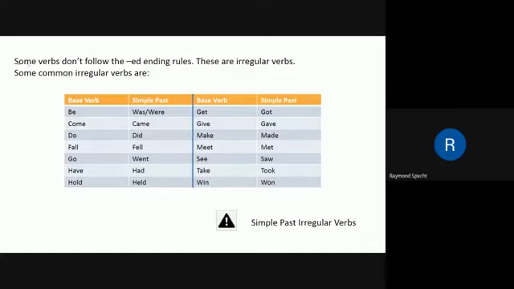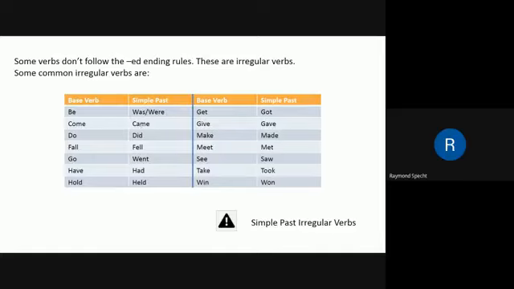All right, let's go over our slide. Some verbs don't follow the ed ending rules. These are irregular verbs. All right, some of the common irregular verbs. These are the ones that are most used. Base verb be, you're not going to have a bead. The simple past of be is was or were.